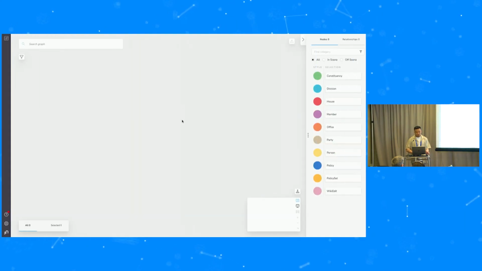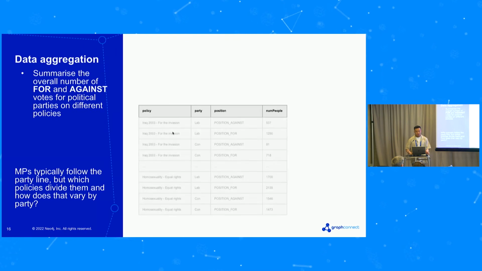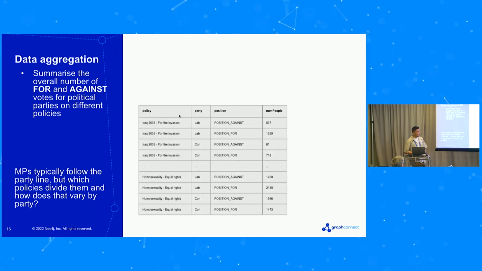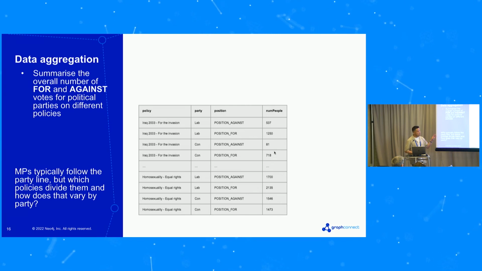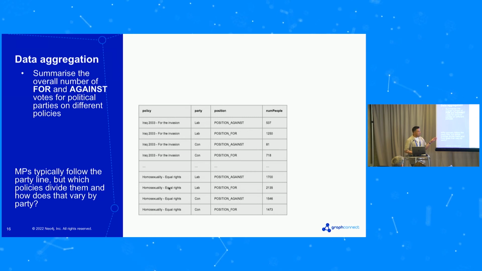So let's look into the detail of the data set I grabbed here. There are two different policies. One is called Iraq 2003 for the invasion, and both the Labour Party and the Conservative Party have the overall position for this policy. And as you can see, the number of people who voted for is significantly larger than position against.